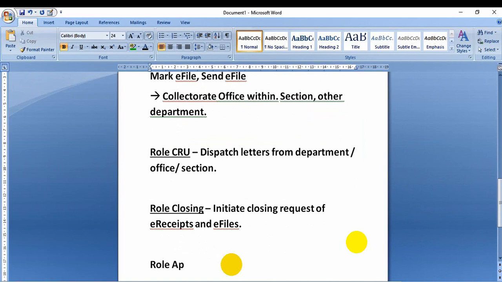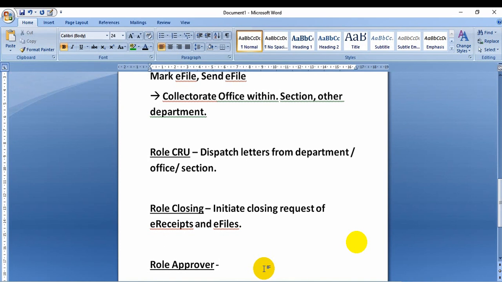Next role I'm taking is role approver. Okay, role approver. What does it do, let's see. The person who is role approver, what can he do? Naturally, it is the one who can approve or close the requests of closing e-receipts or e-files received from the role closing person. And if he approves, that will be finally closed.